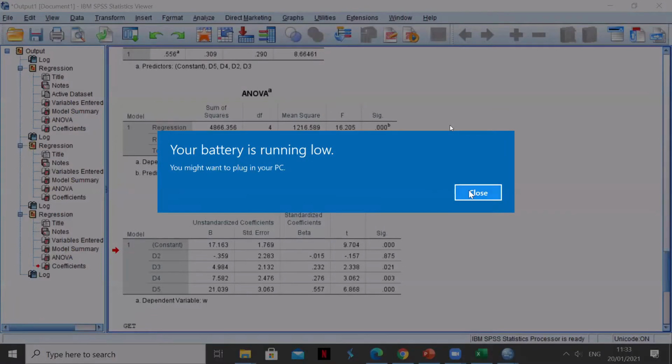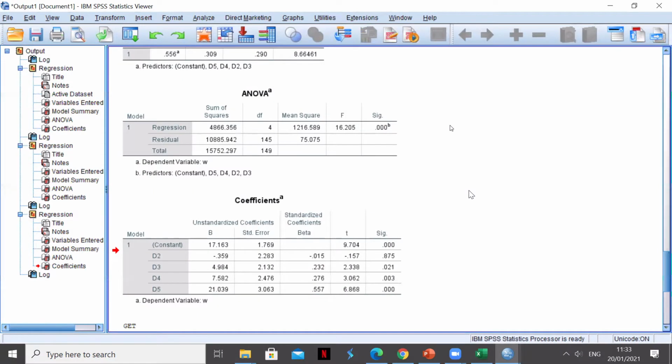Oh, one second, it's running low on power. Okay.